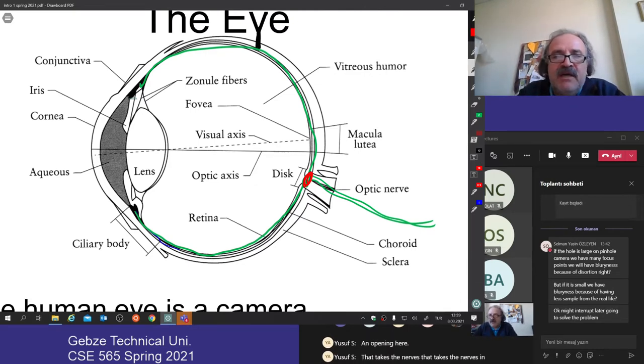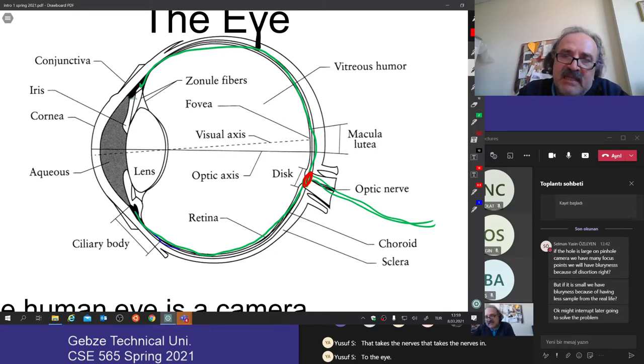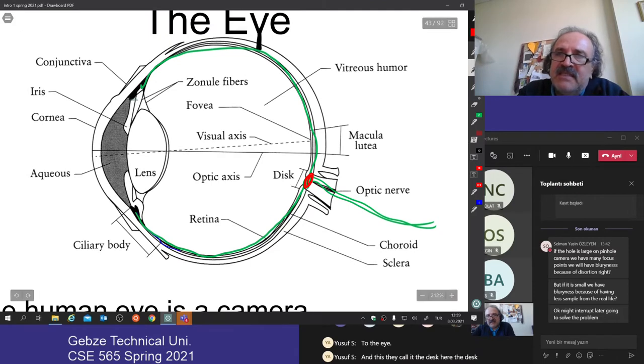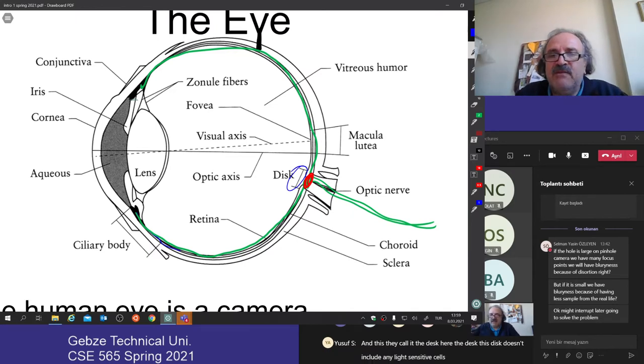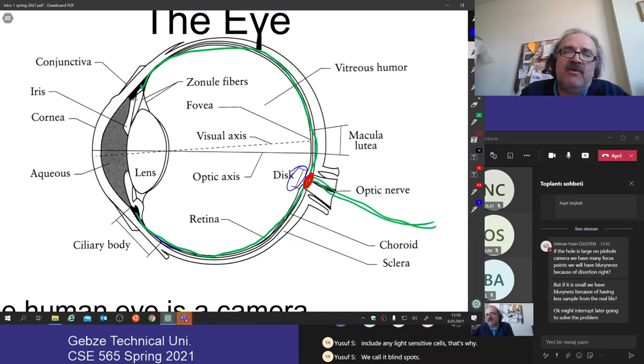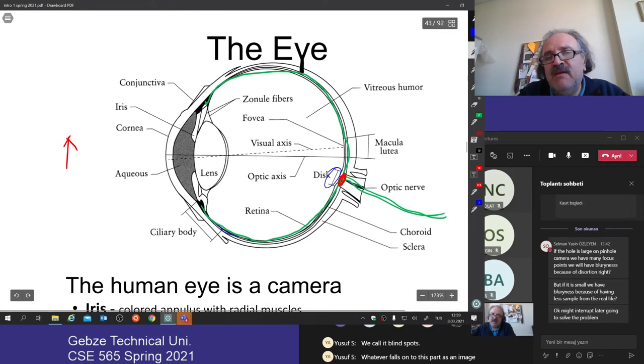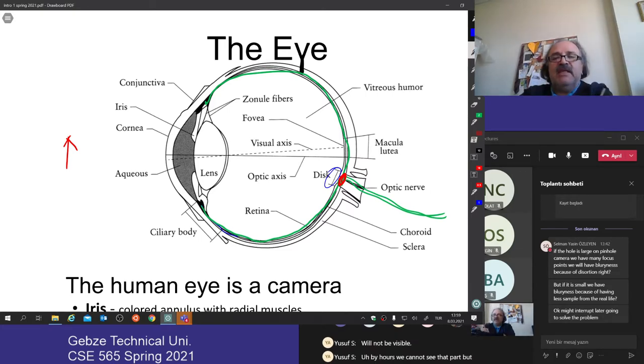An opening that takes the nerves into the eye, and they call it the disc here. This disc doesn't include any light-sensitive cells. That's why we call it the blind spot. Whatever falls onto this part as an image will not be visible by our eyes. We cannot see that part. But most people don't realize that there is a blind spot in our eyes, because our brain does lots of processing to make that part invisible. We fill it in with the nearby information.